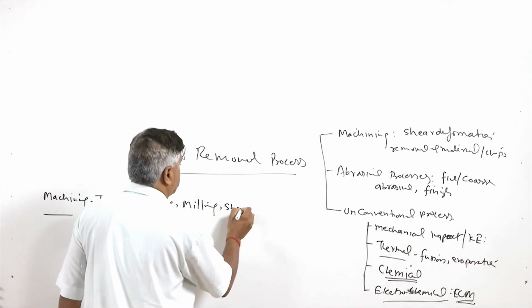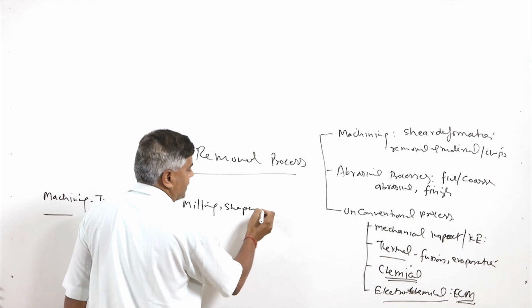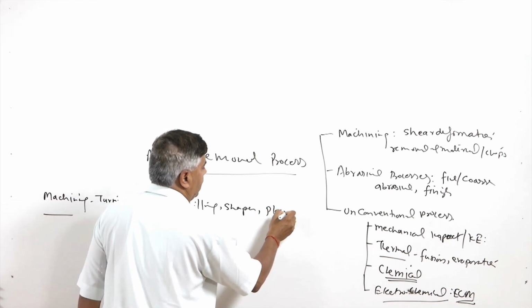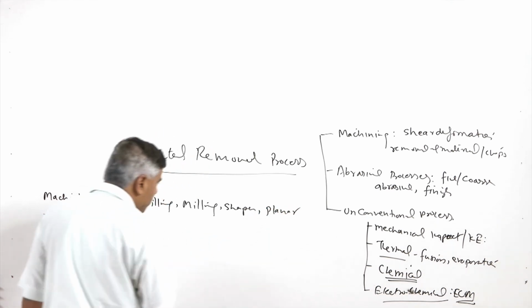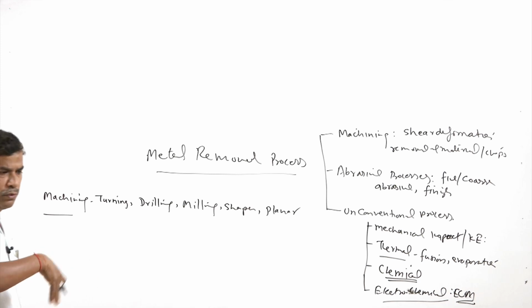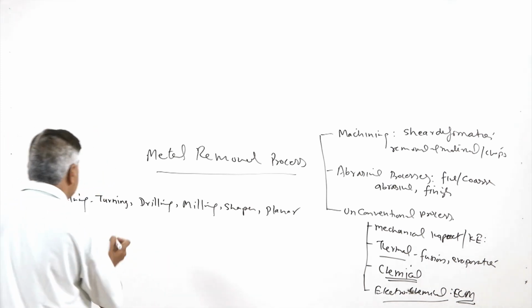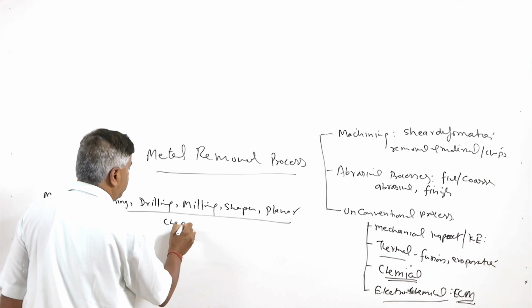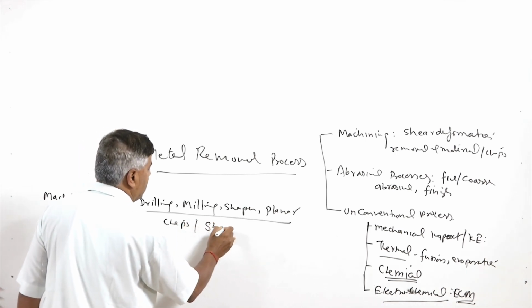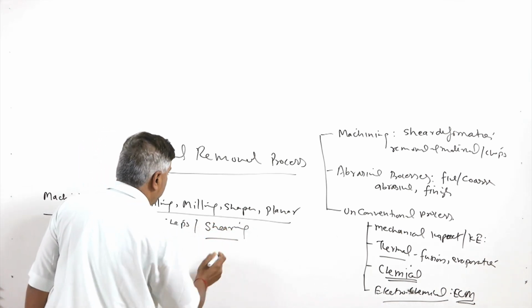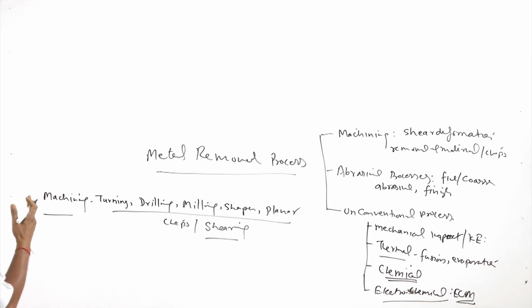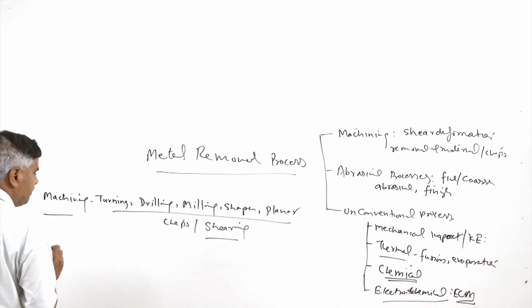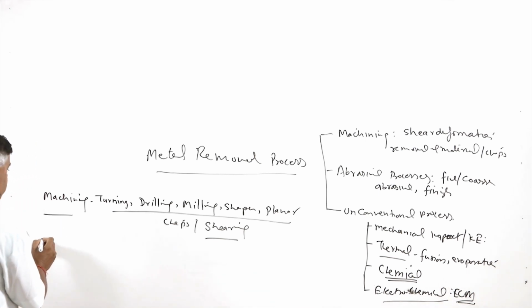Then we have the shaper for flat surfaces, and the planer also for flat surfaces, but it can be used for cutting grooves, slots, etc. also. So, in all these processes material is removed in the form of chips, and shearing is the basic mechanism by which material is removed in the form of chips in machining processes.